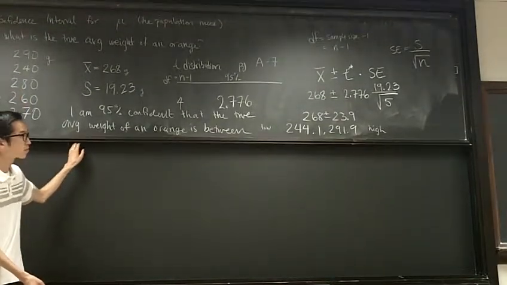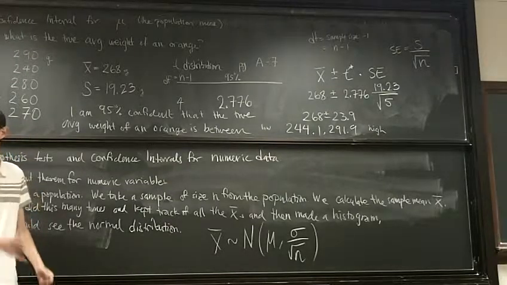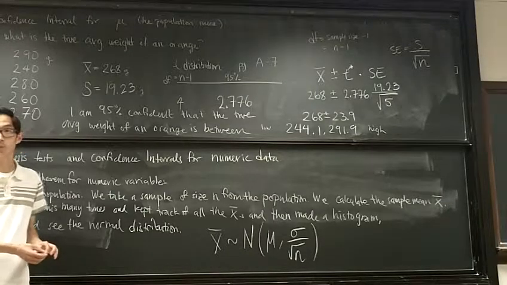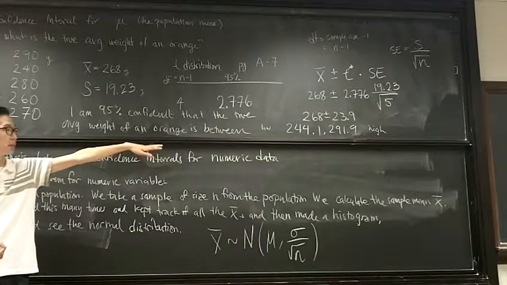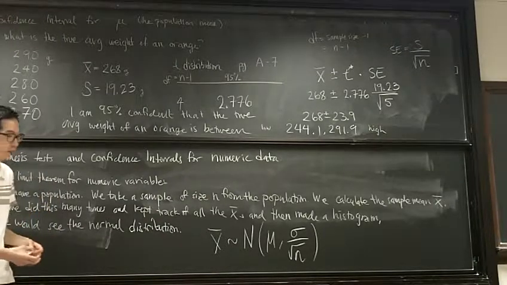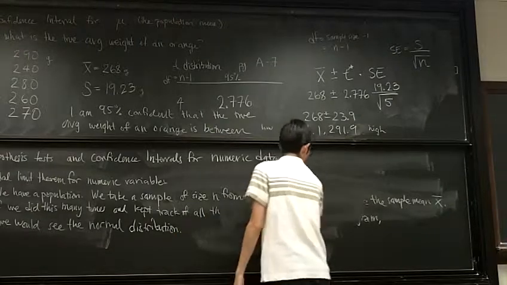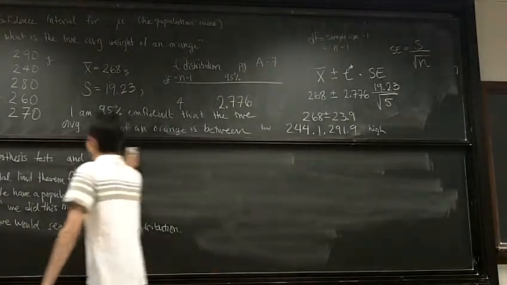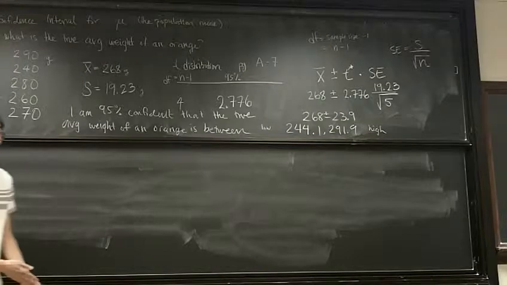The x bar plus or minus t star times the standard error, what's that formula again for the confidence interval? 268 plus or minus 23.9 is 244.1 and 291.9, because 268 minus 23.9 will give you 244.1, and 268 plus 23.9 will give you 291.9. So that is a confidence interval for a single population mean.